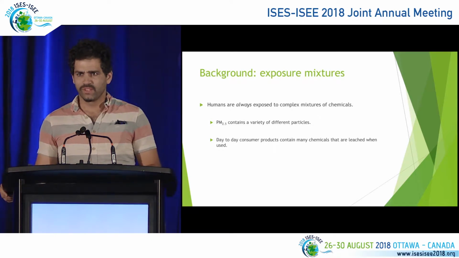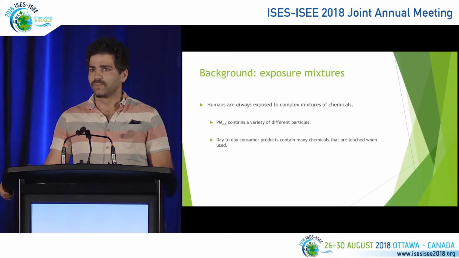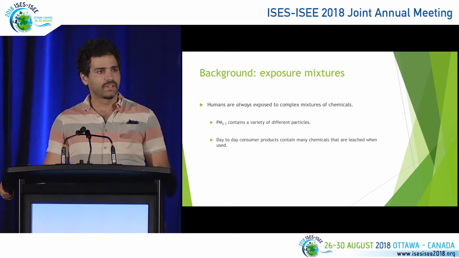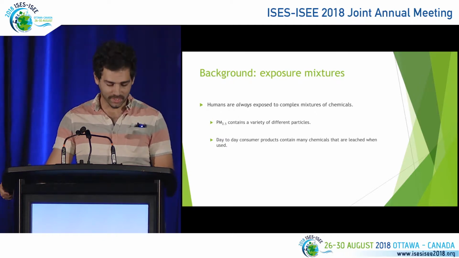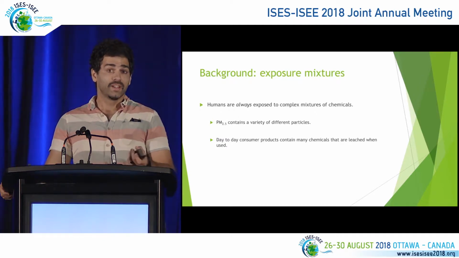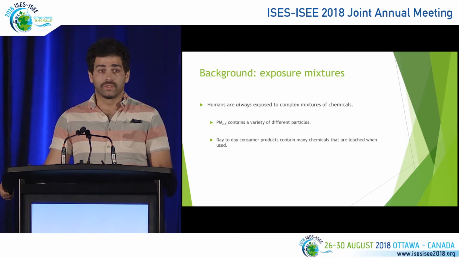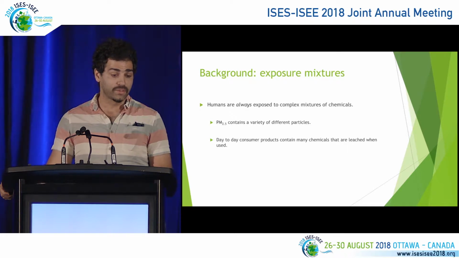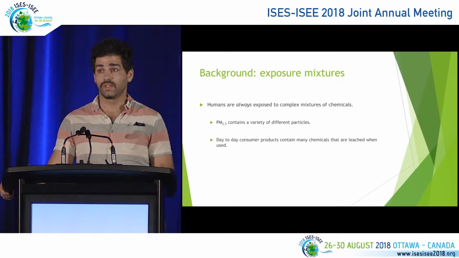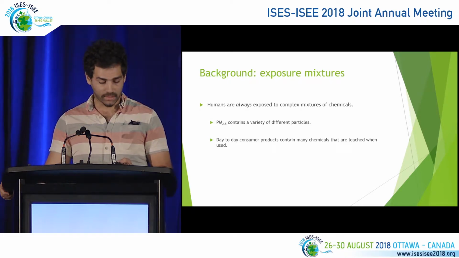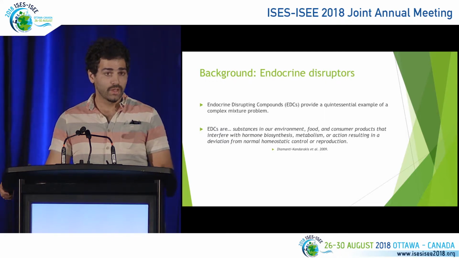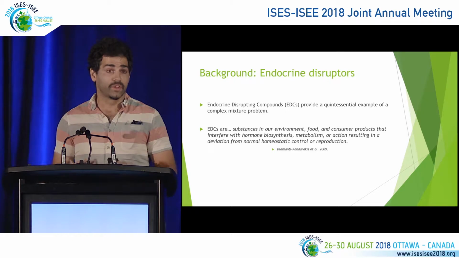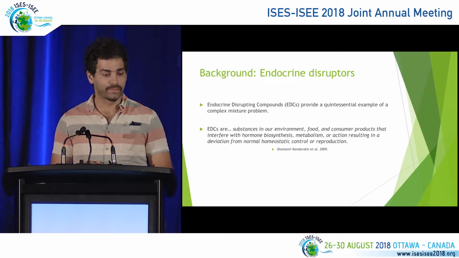So I don't think I have to really give you the whole spiel about complex mixtures. Everybody here probably understands that exposures always occur as complex mixtures. PM 2.5 is just a complex mixture of different chemicals, and it varies depending on where you are. Day-to-day consumer products that we use expose us to many different compounds. So a particular class of interest is endocrine disrupting compounds. They're kind of a quintessential example of a complex mixture problem.